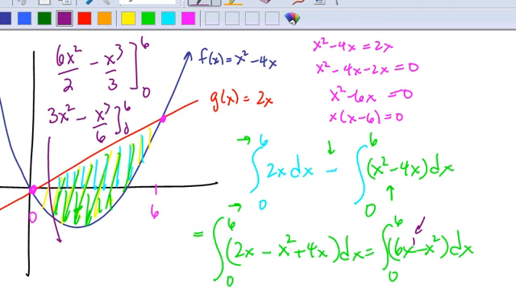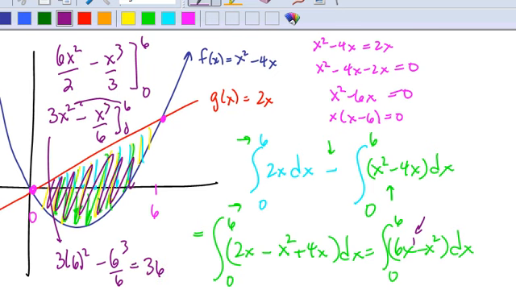And if I evaluate that, I'm running out of room here. I'm going to plug the 6 in first. And 6 cubed over 6, and then subtract 0, which is 0. And that equals 36. So this area here is 36 units squared.